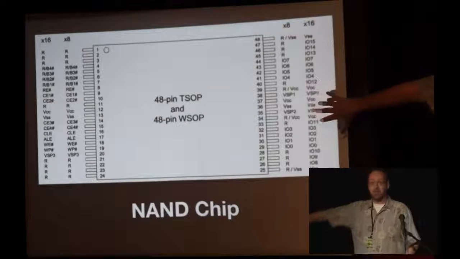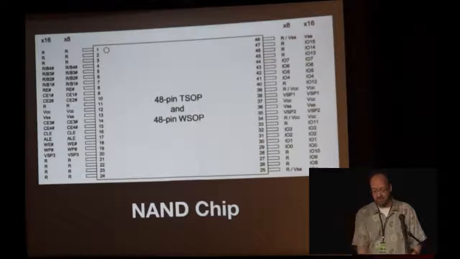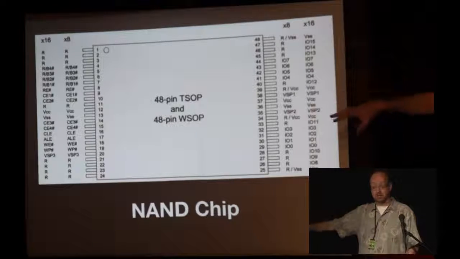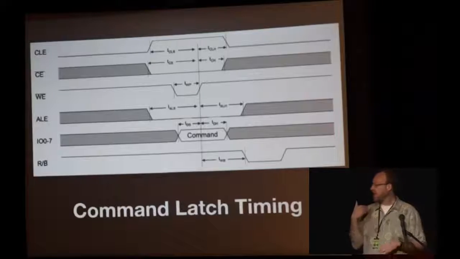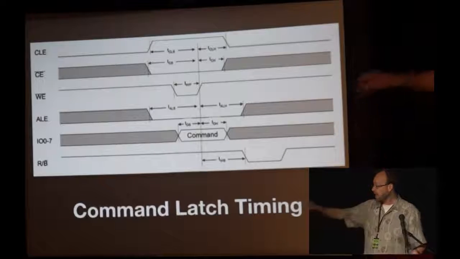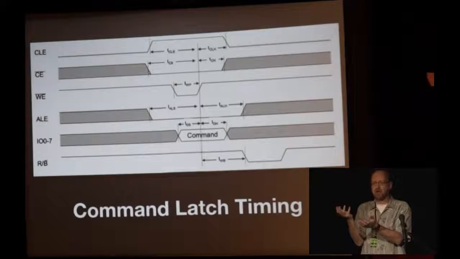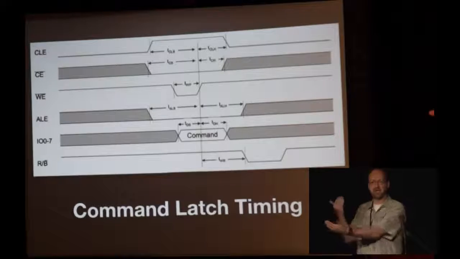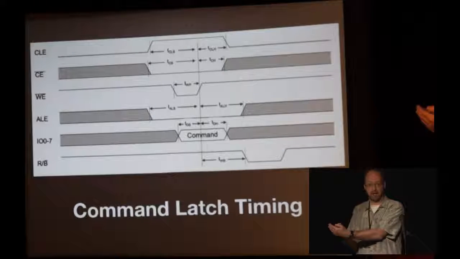Okay? So if we want to hack this chip, we have to know how to talk to it. At the physical level, we have to have some kind of understanding. We have all of these pins, so what we need to do is understand the basic protocol for talking to it. For a NAND, there's a basic general operation: you latch a command, you latch an address, and then you do your operations. You read or you write.